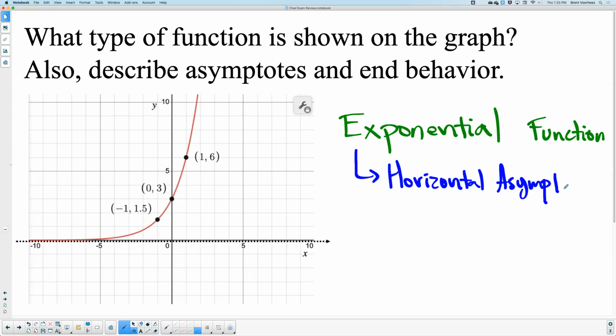That's the key that gives it away more than anything else. What's the equation of this asymptote? Would it be an x equals or y equals, do you think? Y equals. A lot of people think x equals because it models the x-axis, but it's not. Because the x's are always changing.